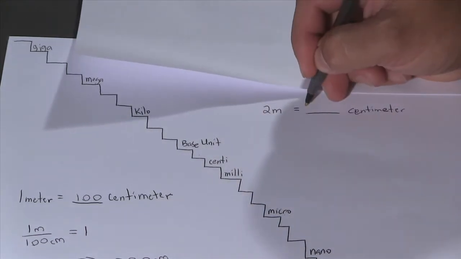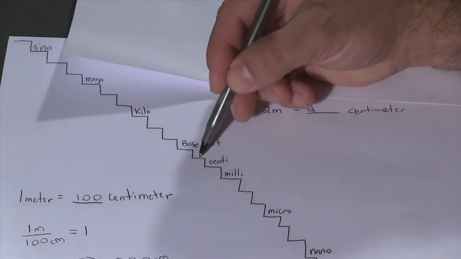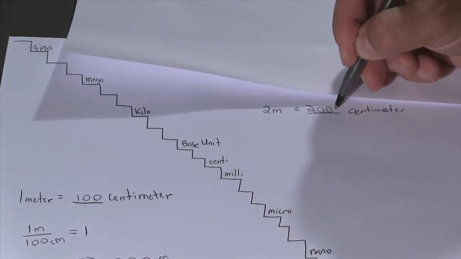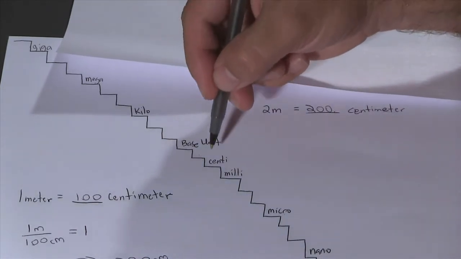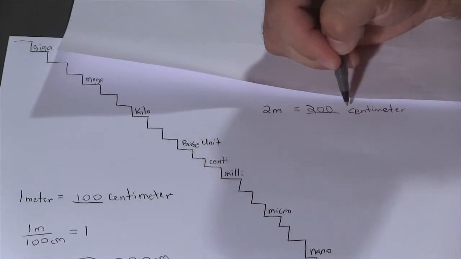Or I could do this. I place my 2, and I know the decimal is just after the 2. If I move 2 rungs down, then I'm also going to move my decimal 2 spots to the right, in the same direction that I moved down the stair step tool. And so 2 meters equals 200 centimeters.